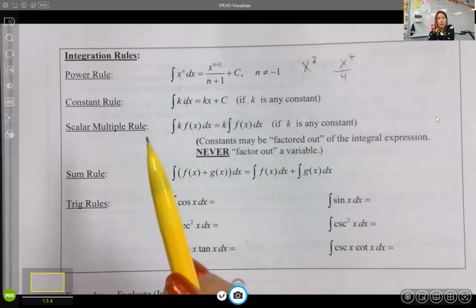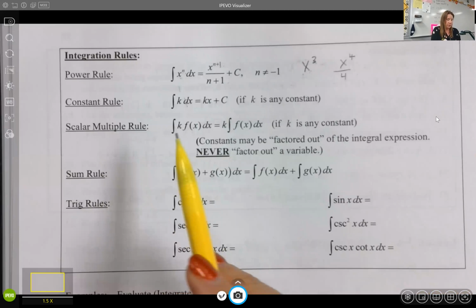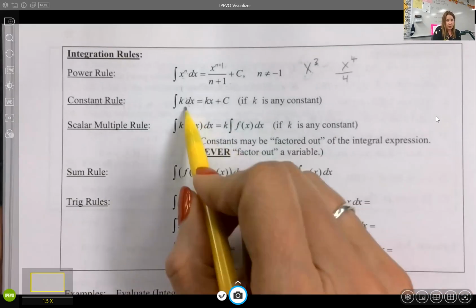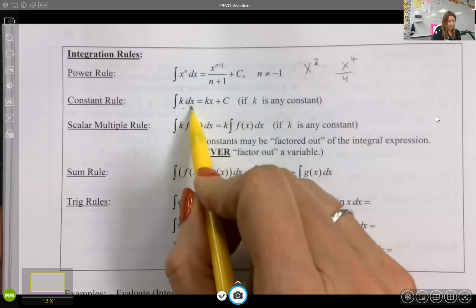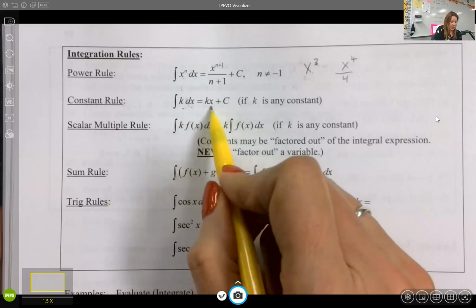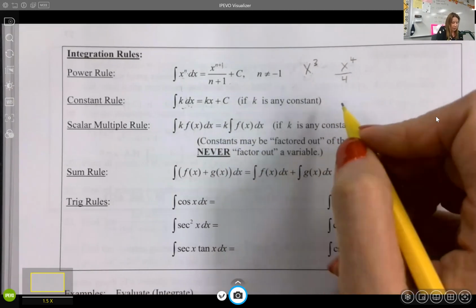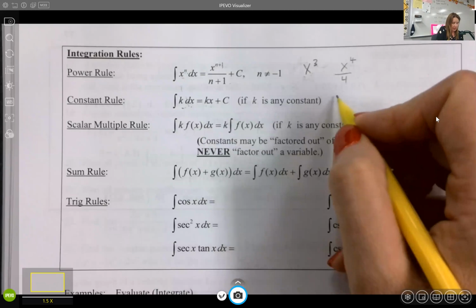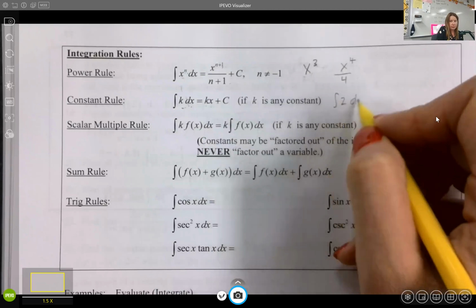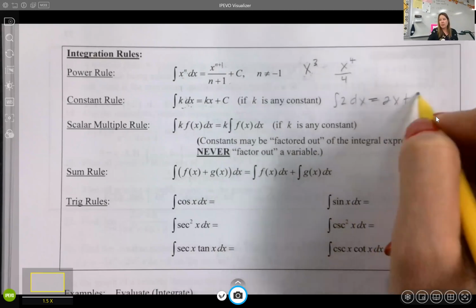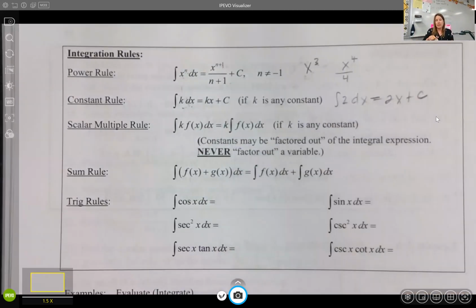That's the one that you use most often when you're integrating polynomials. The constant rule just means if I have a number and I take the integral of just a number, I get that number times x plus c. So if I was doing the integral of 2 dx, then this would be 2x plus c. I'm putting an x next to my number.